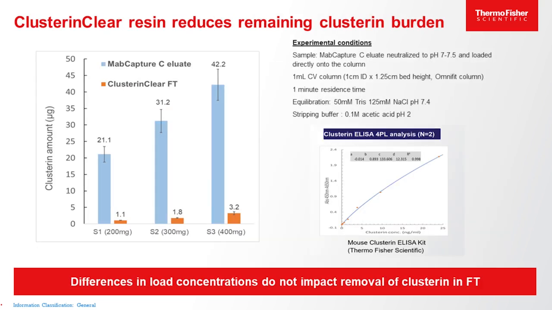So this is where the porous Capture Select clustering clear resin comes into play. We use the MapCapture-C eluate as the load sample for the clustering clear, and we screened 3 different load concentrations, and we obtained these results. We are able to remove clustering very efficiently from the samples, and we see a more or less independent effect on load concentration.